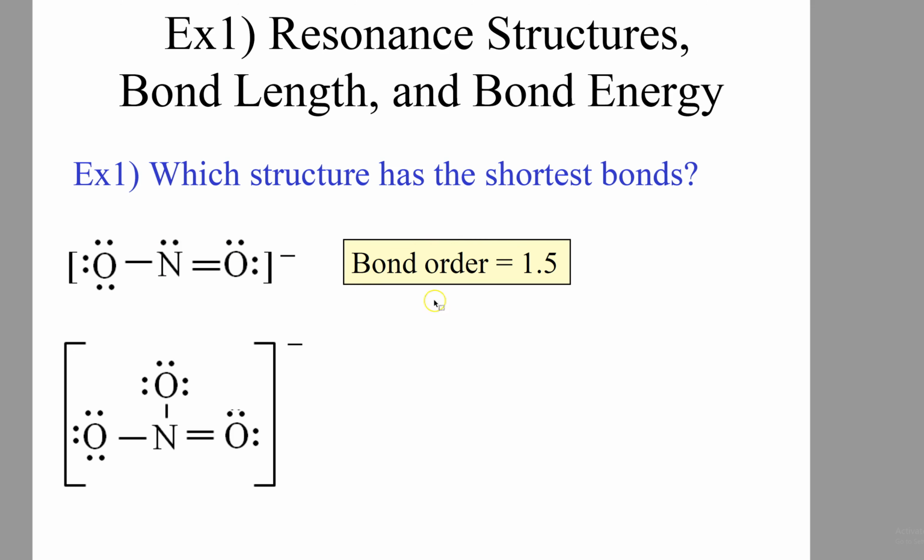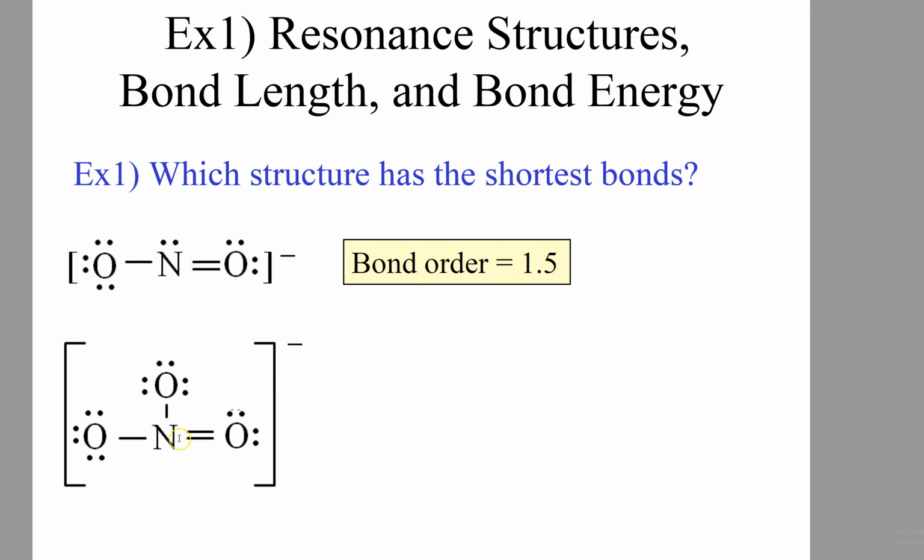So if you take a look at the bond order for this one, it's going to be 1.5. And again, we're taking a look at how many bonds you actually have in this specific case divided by 2 atoms. So you're going to get 3 bonds here divided by 2 for the oxygen, which gives you that 1.5.